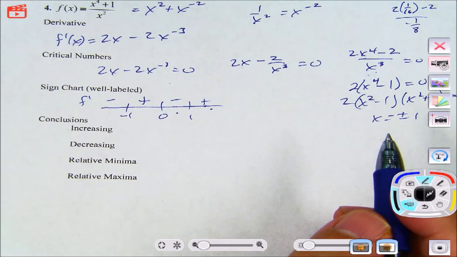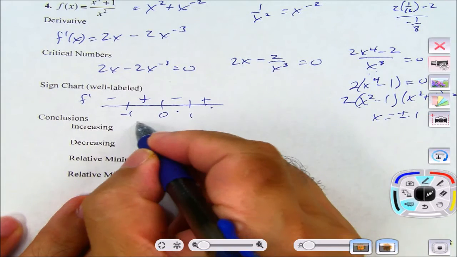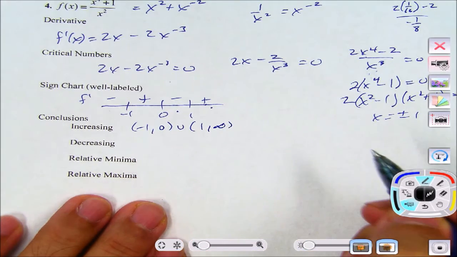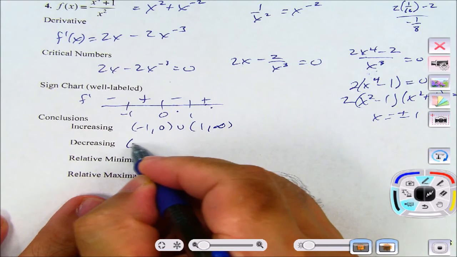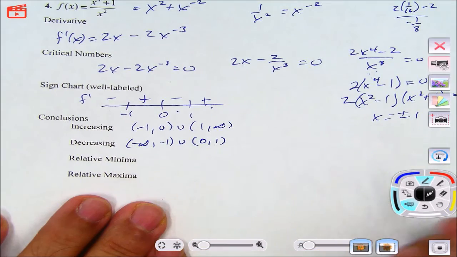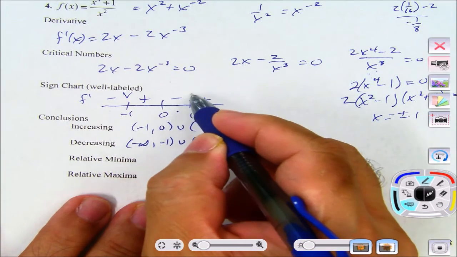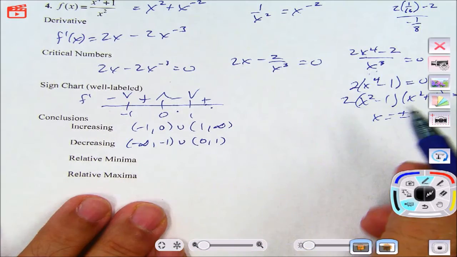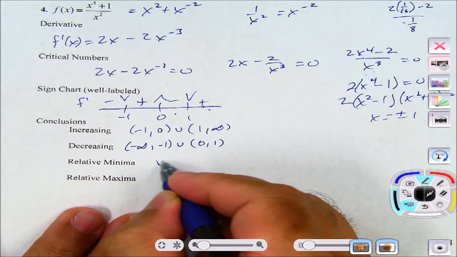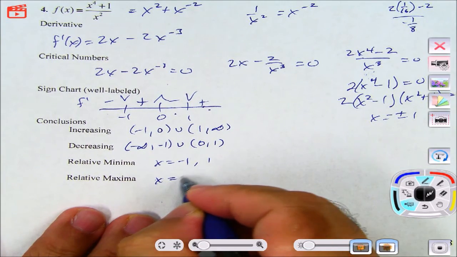You have a question, Peter? So the intervals of increasing, there's 2 of them. So it's -1 to 0 and 1 to infinity. Intervals of decreasing is -infinity to -1 and 0 to 1. Minima. So we're talking here, there's a max. So there is a minima at x equals -1 and 1, and there's a maxima at x equals 0.